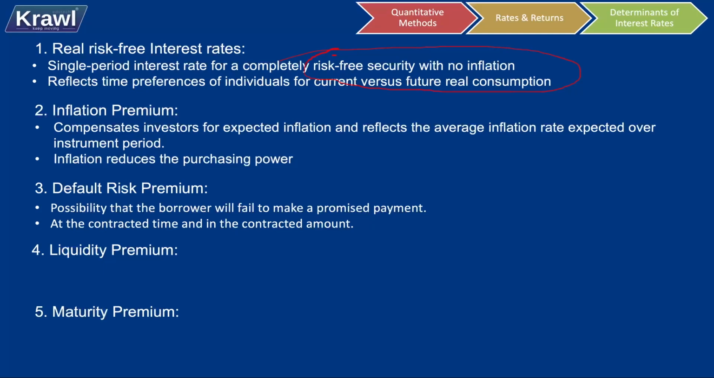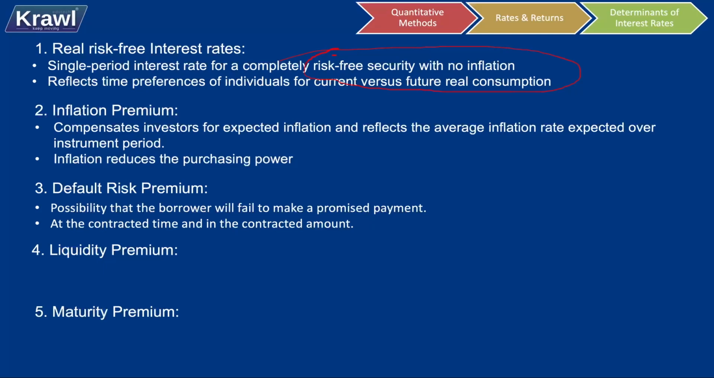We will be discussing all of that in the subsequent slides. But for the time being, let us understand that when you have a default risk premium, the assumption is that there is a possibility that the borrower might default. Now, the borrower might default doesn't mean that the borrower will completely not pay. The understanding is the borrower may not pay at the contracted time and in the contracted amount.